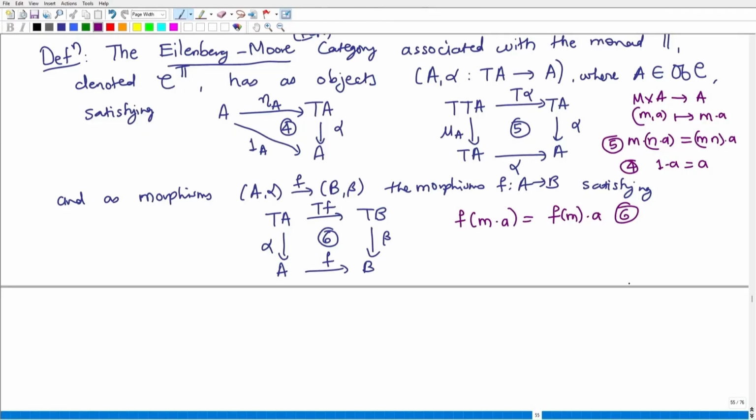Okay, so now I can say that, the category, point 6b, F of M dot A equals M dot FA. Yes, okay, fine. I made a mistake there, M dot FA. Yes, so the category C^T is called the category of T-algebras.